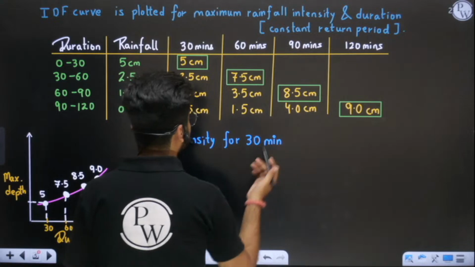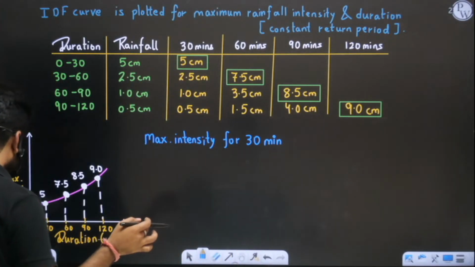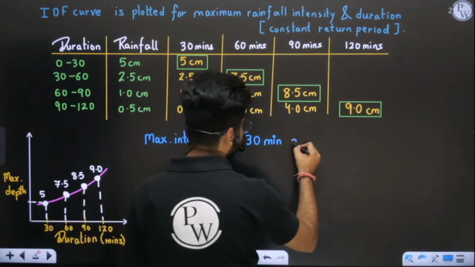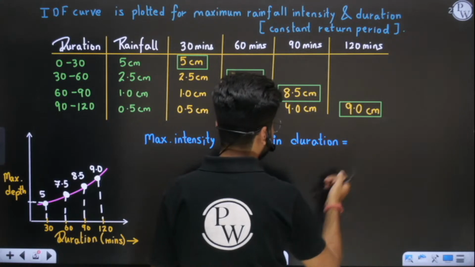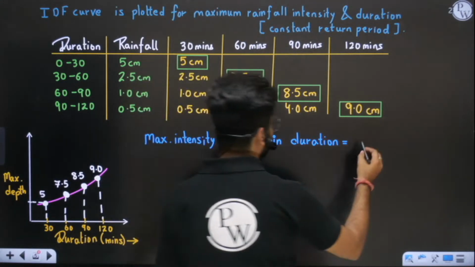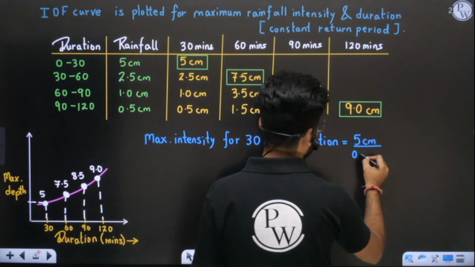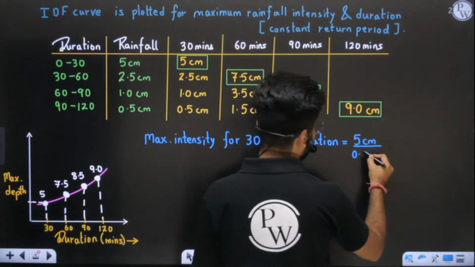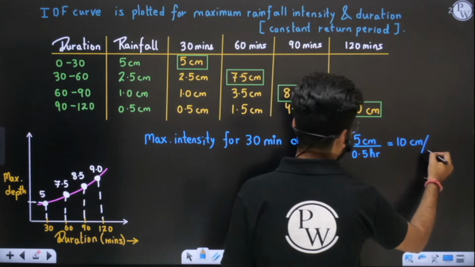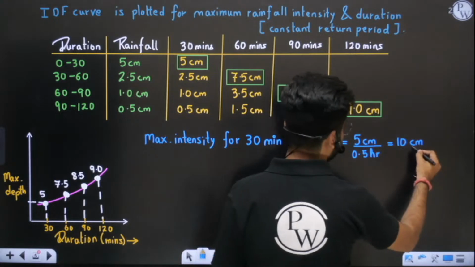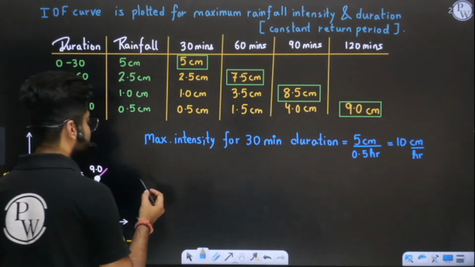Can you tell me? Obviously, for 30-minute duration, the depth is 5 centimeter. For 30-minute duration, what maximum intensity do we have? We have 5 centimeter divided by 30 minutes. 30 minutes is 0.5 hour, you all know. So it will be 10 centimeter per hour. This is the maximum intensity for 30 minutes.